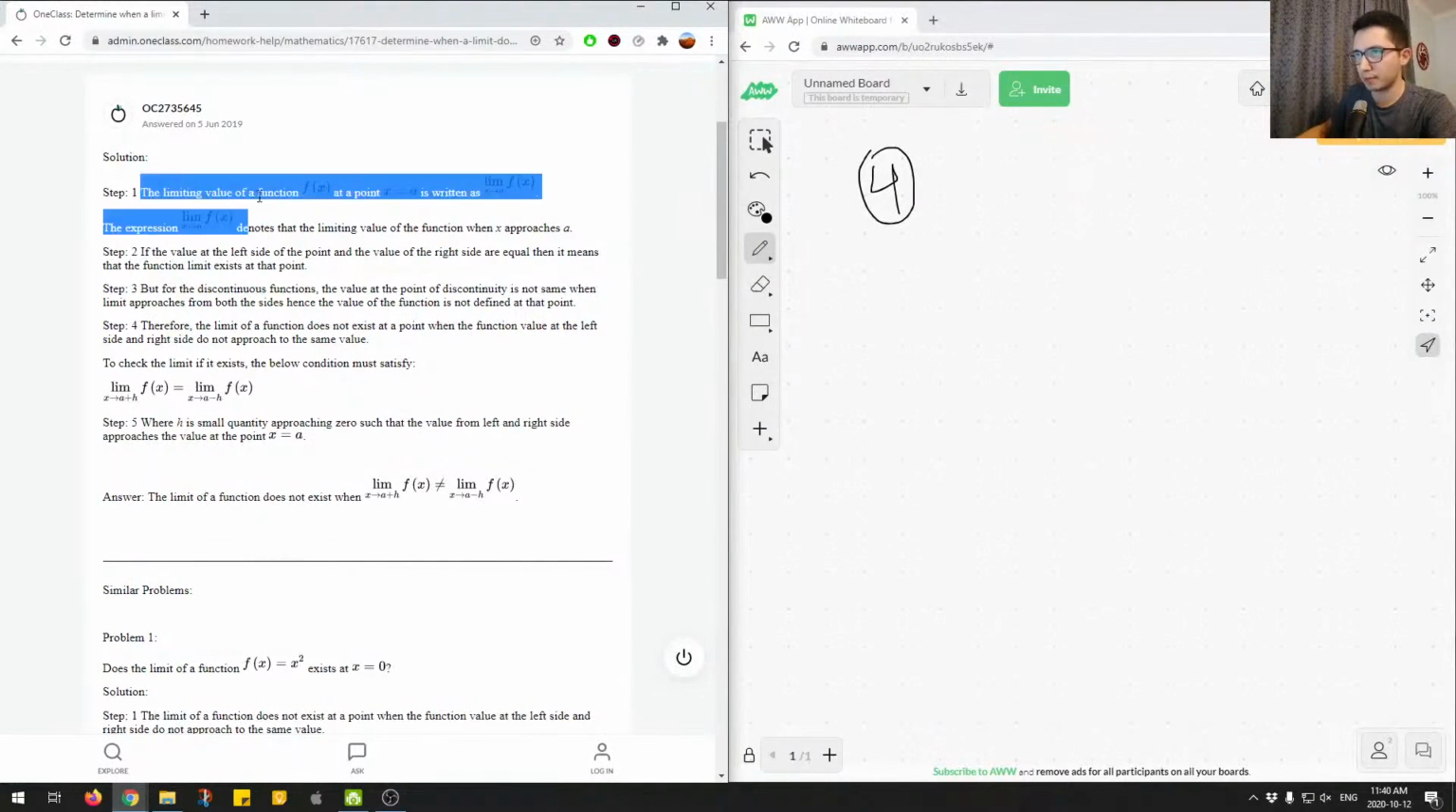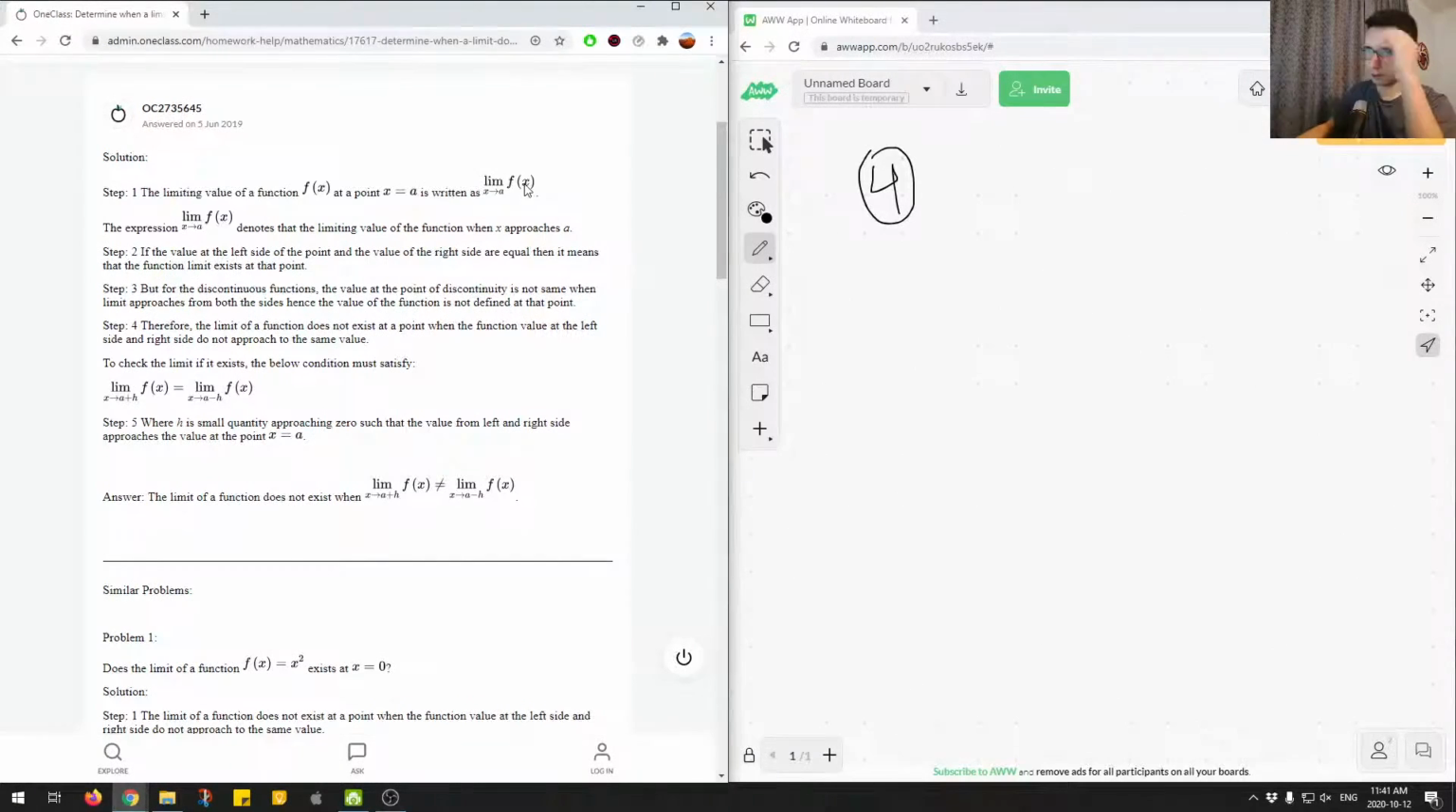So the limiting value of a function f at x at a point a is as follows. This is just the normal kind of limit evaluation. The expression denotes the limiting value of the function when x approaches a. So this is correct. Step 2: if the value at the left side of the point and the value at the right side are equal, then it means that the function limit exists at that point.